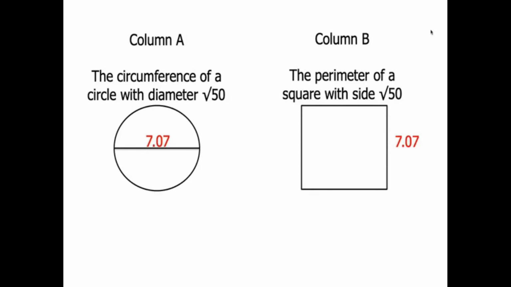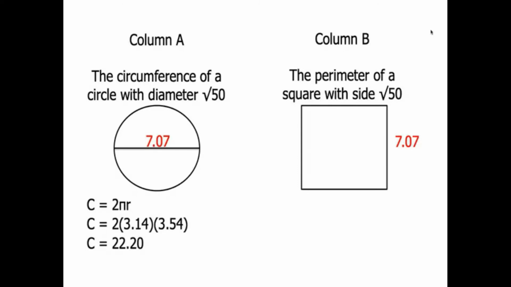The formula for the circumference of a circle is 2 pi r. So let's calculate it. 2 times pi, which is 3.14, times the radius of this circle. Well, if the diameter is 7.07, then the radius is half of that, which is about 3.54. And I'm rounding here. And so if I multiply that out, what do I get? 2 times 3.14 times 3.54 gives me 22.20. Again, with a little bit of rounding at the end. It's not going to change the answer.